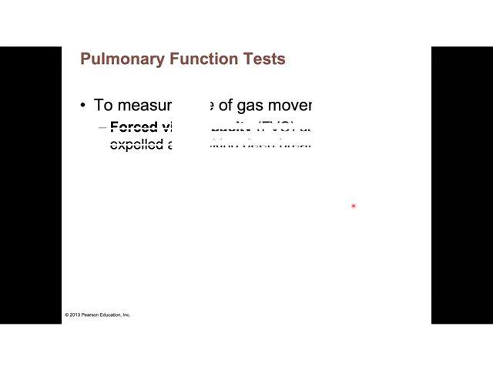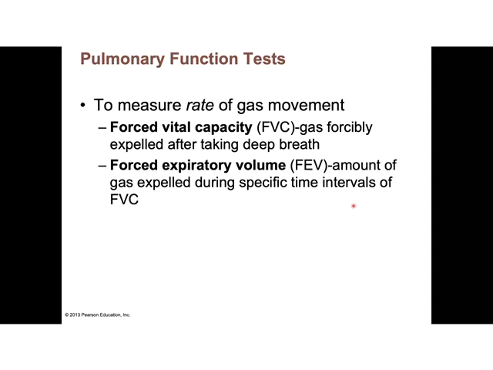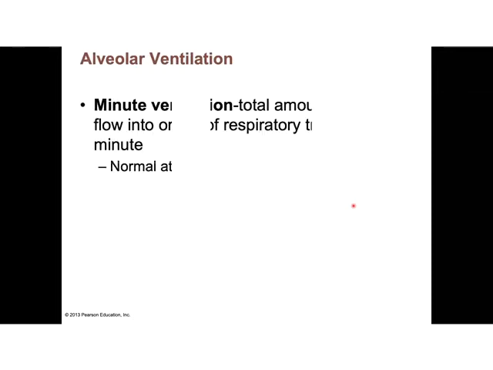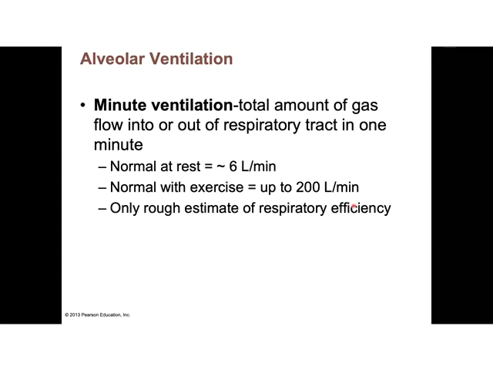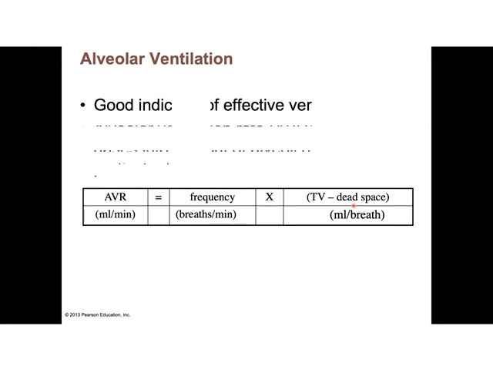To measure the rate of gas movement, we can take a forced vital capacity and a forced expiratory volume. Your forced vital capacity is the gas that's forcibly expelled after a deep breath, and your forced expiratory volume is the amount of gas expelled during specific time intervals of the forced vital capacity. Your minute ventilation is the amount of gas that you move in or out of the tract in a minute. Normal at rest is about 6 liters a minute. With exercise, about 200. And it's a rough estimate of efficiency.